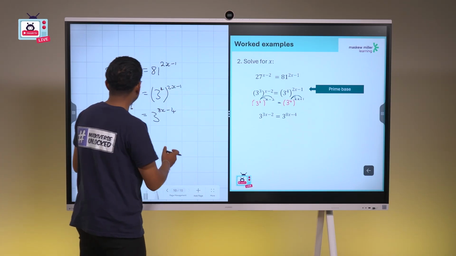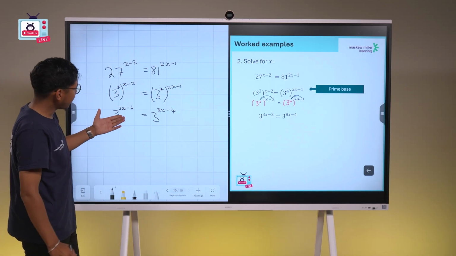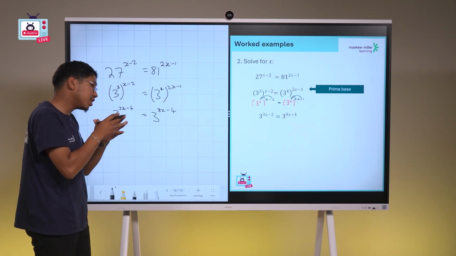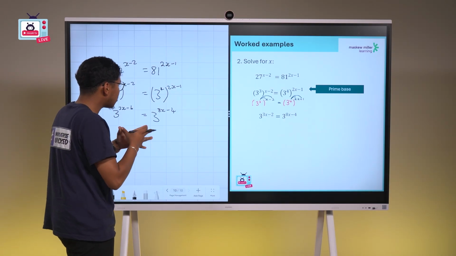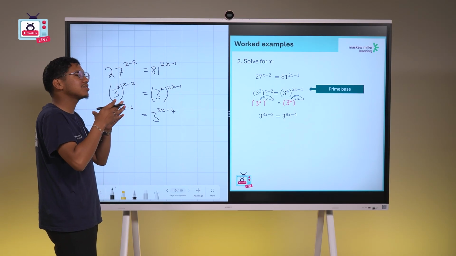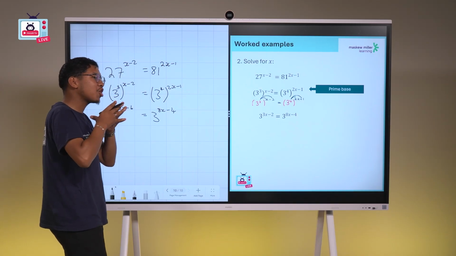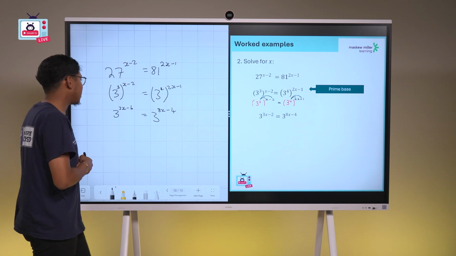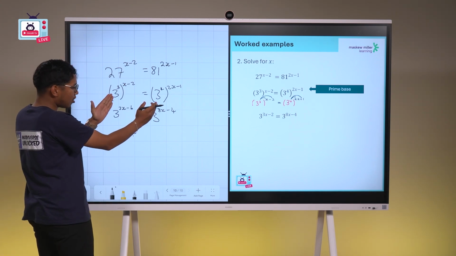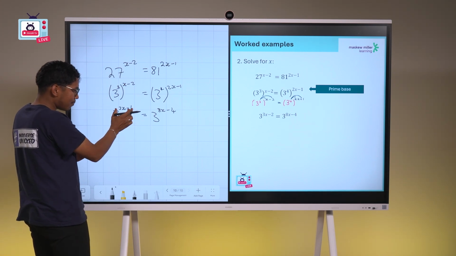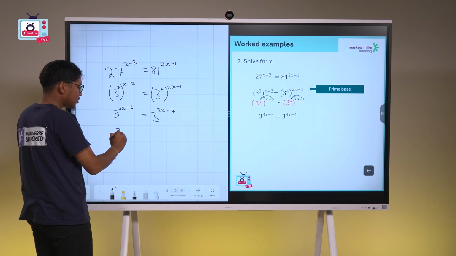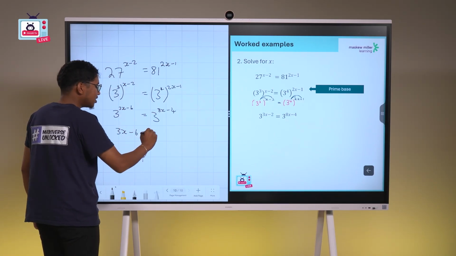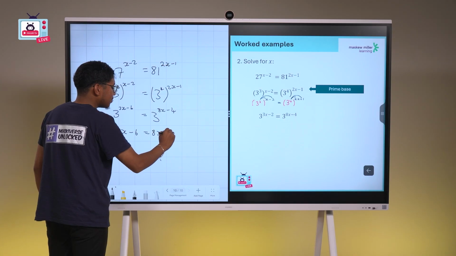Now, what do I notice? I notice that my bases are the same. And what did I say? What happens once my bases are the same? I can now just go ahead and equate the exponents. I can make the exponents equal to one another. So I'm no longer interested in the bases. I'm now just working with the exponents. So this exponent, 3x minus 6, is equal to this exponent, which is 8x minus 4.